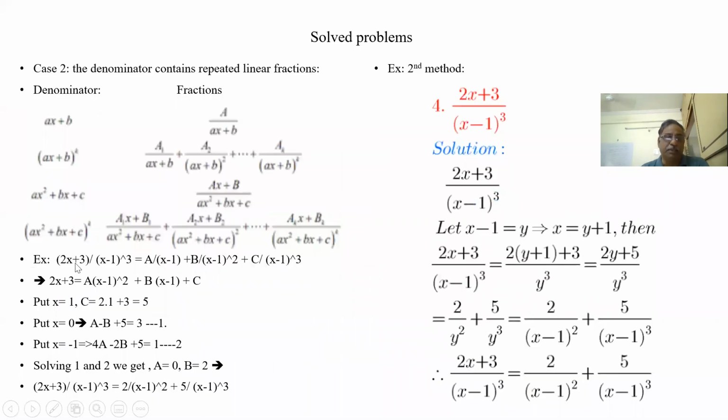Let us see this example. 2x plus 3 is a linear function, over x minus 1 whole cubed. Here an x cube will come. So that is a proper fraction: the degree of the numerator is less than the degree of the denominator.